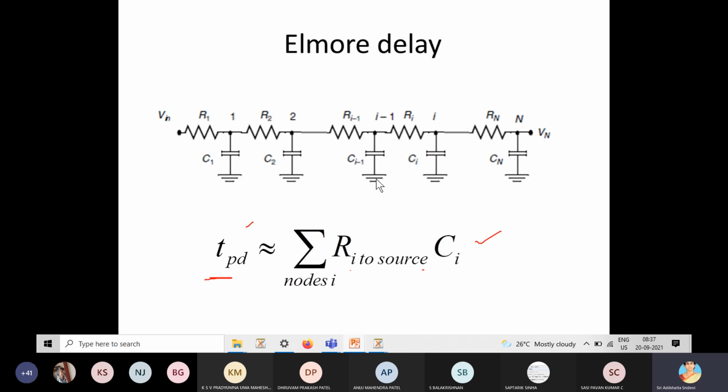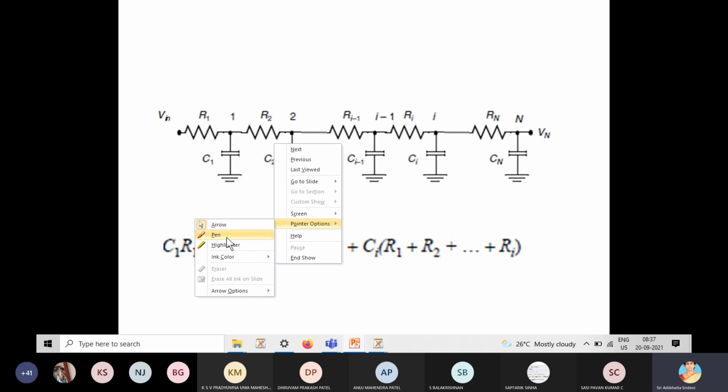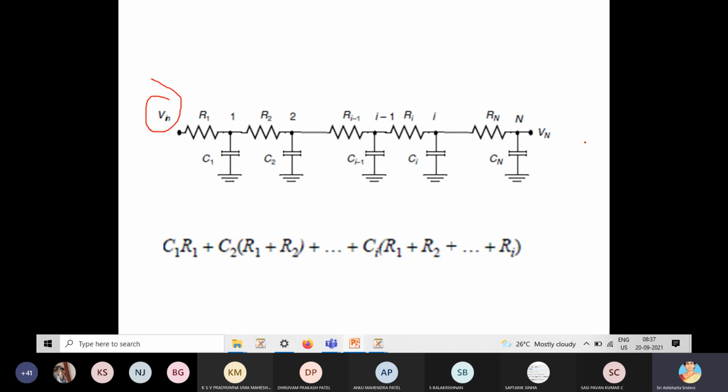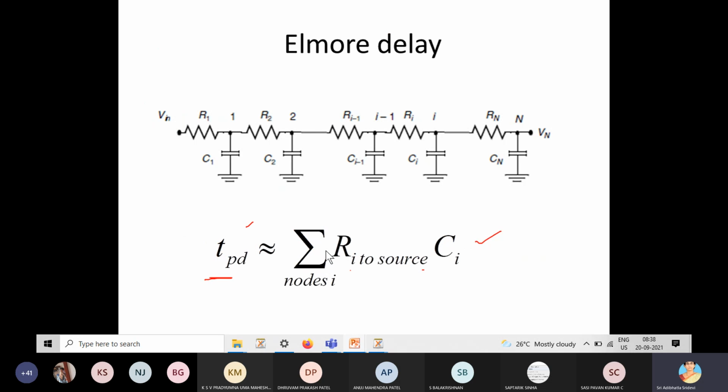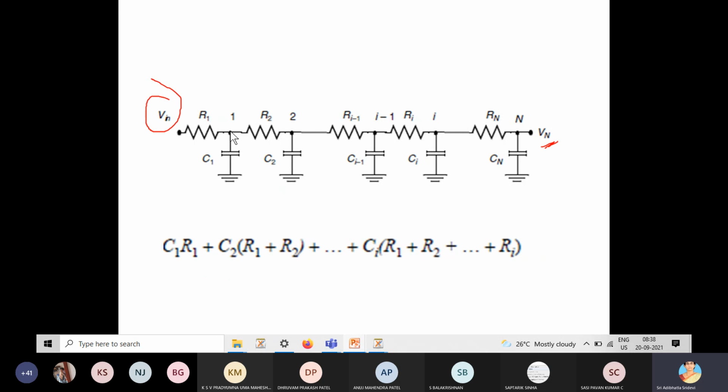What this formula says, we'll see next. Here this is the input node, and this is the node VN at which we want to find the delay. Then the formula says, sigma over i, let us take i equal to 1: R_1-source multiplied by C_1. So what is the resistance from node 1 to source? Node 1 to source is the input here.